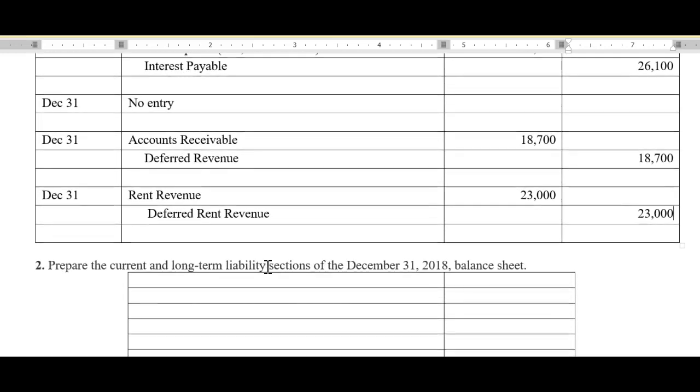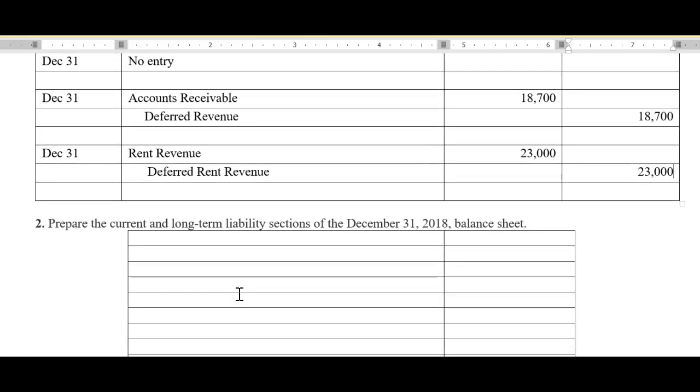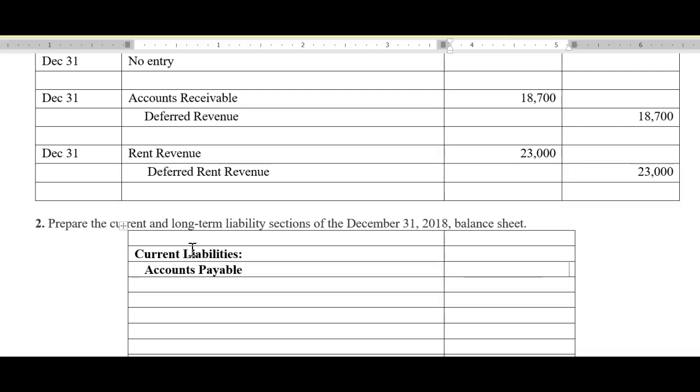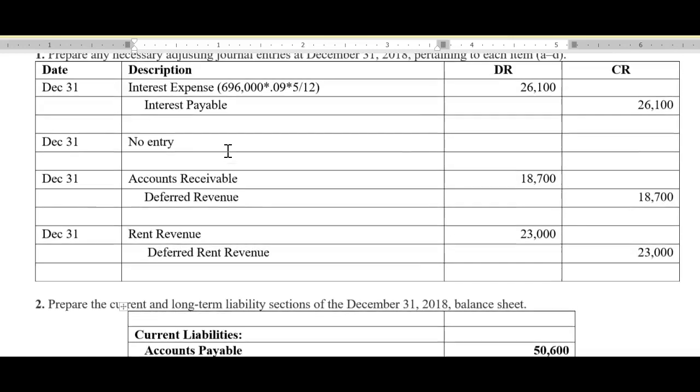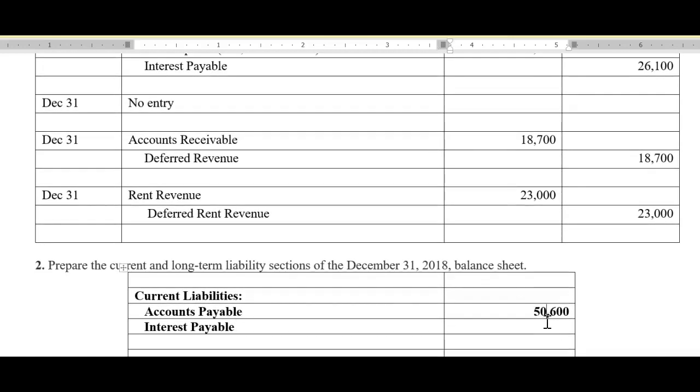All right, so part 2 says prepare the current and long-term liability sections of the balance sheet. On the current section, what we're going to do is first figure out what's current. Well, one, we know accounts payable is typically always current, so that's $50,600 there. Now, what other current liabilities do we have? Well, we did find a couple of things. One, we booked the interest payable, so we know that's going to be current because it's going to be paid off, and that was $26,100.